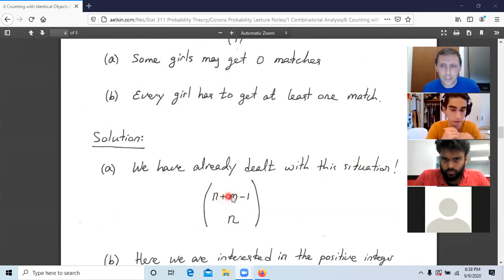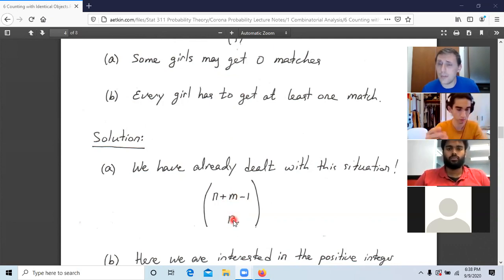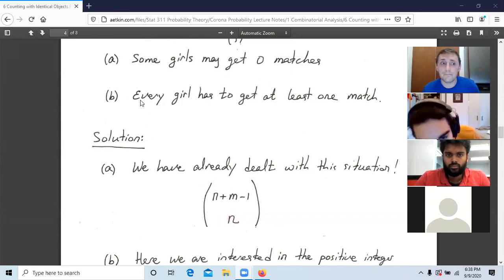So the conveyor belt. So we have n plus m-1 places on the conveyor belt, and out of those places, I need to choose m for the matches, n for the matches. So that's the solution. You can do this, or instead of n, you can place here m-1. Okay.